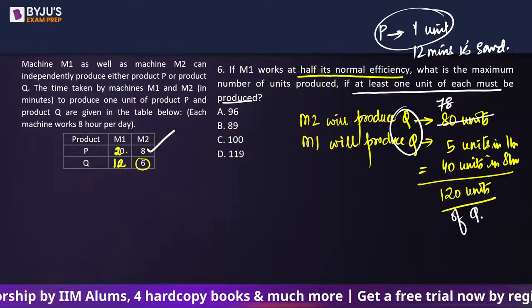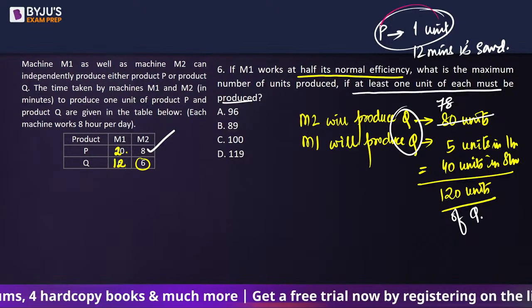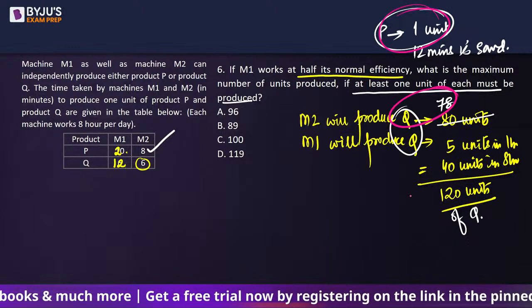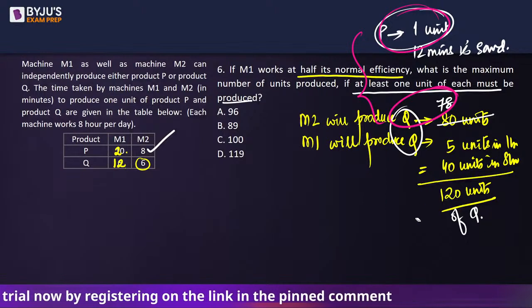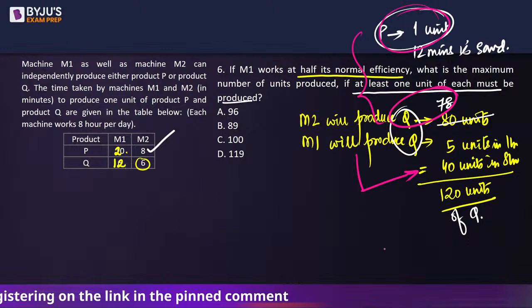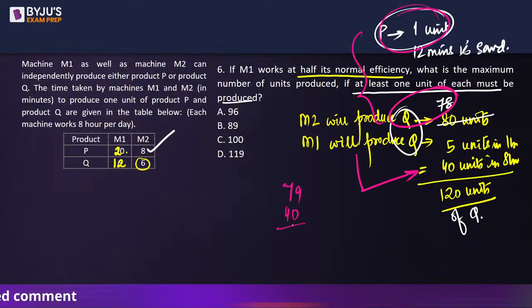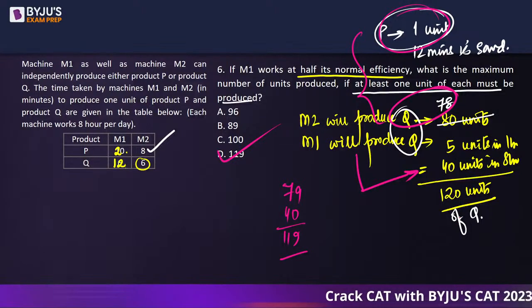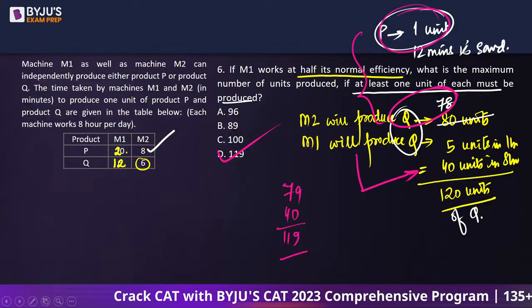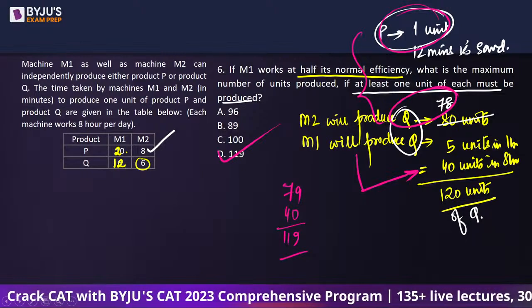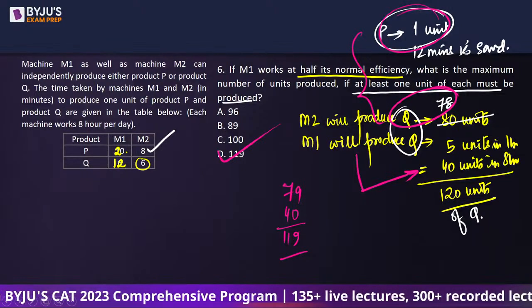So instead of 80 units, now we will have 1 unit of P and 78 units of Q from M2. So this is all from M2, and M1 will produce 40 units in that one day. So we will have 79 plus 40, which will give us 119 units overall. So D becomes our answer. ठीक है? Answer would have been 120, but वो option में नहीं है, thankfully. अगर this last part was not there as a condition कि P and Q का एक unit तो कम से कम बनना चाहिए.